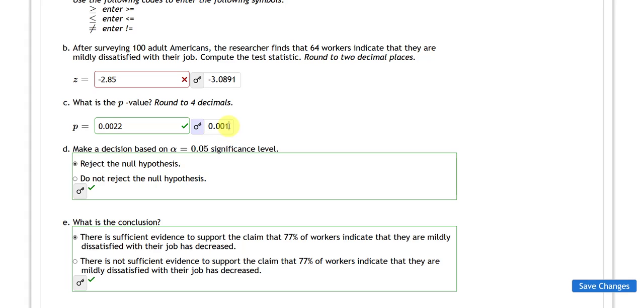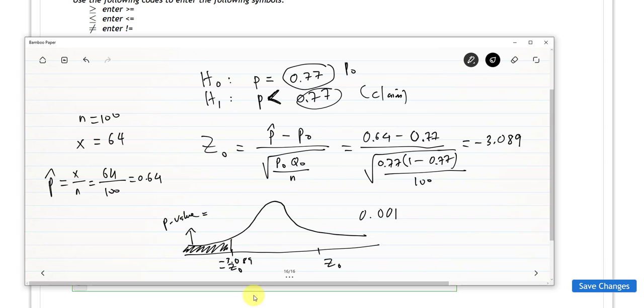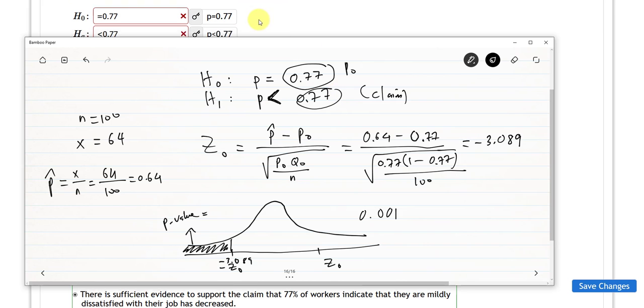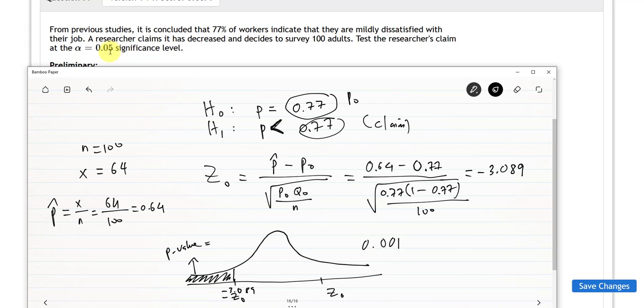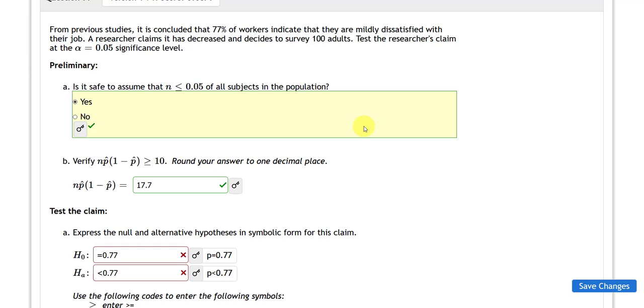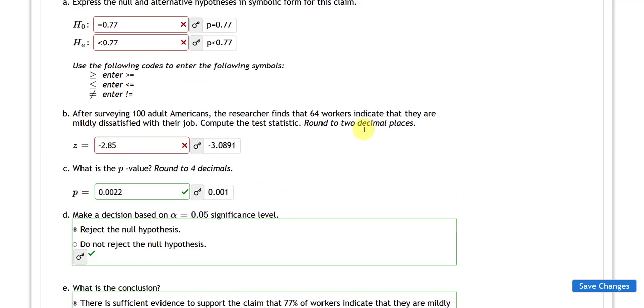So right here, 0.0001 is the p-value. This is the correct answer right here. Okay, and because the p-value, let's compare that to the significance level, which is 0.05. So it's less than 0.05, which is alpha. So the p-value is less than alpha. Therefore, we are going to reject the null hypothesis.